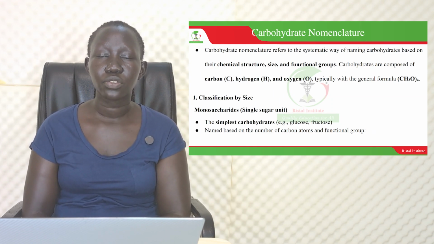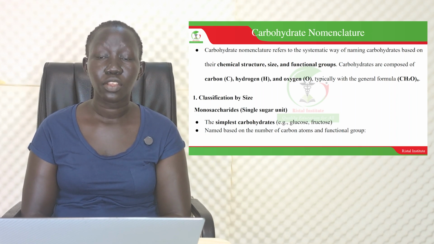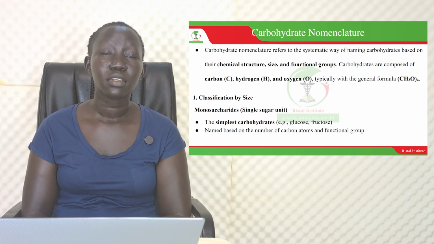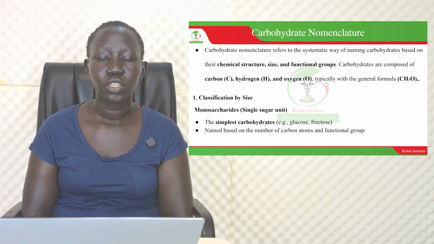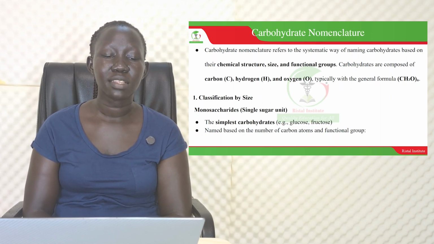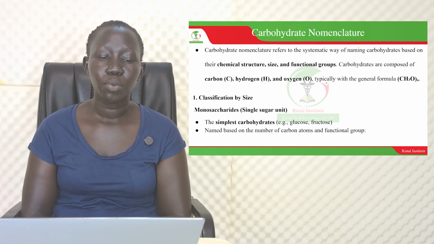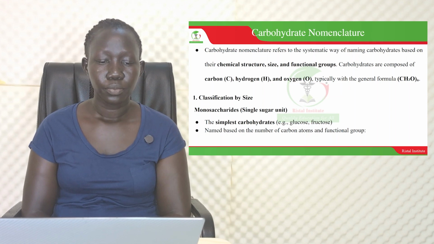Carbohydrate nomenclature refers to the systematic way of naming carbohydrates basing on their chemical structure, the size, and the functional groups. And carbohydrates are mainly composed of three elements, that is carbon, hydrogen, and oxygen, with a typical general formula of (CH2O)n. We can classify them according to their size, and here we have the monosaccharides, the disaccharides, and the polysaccharides.